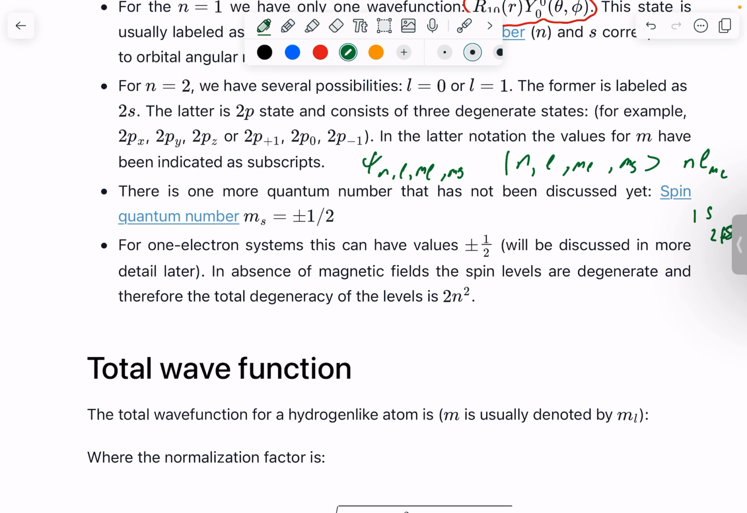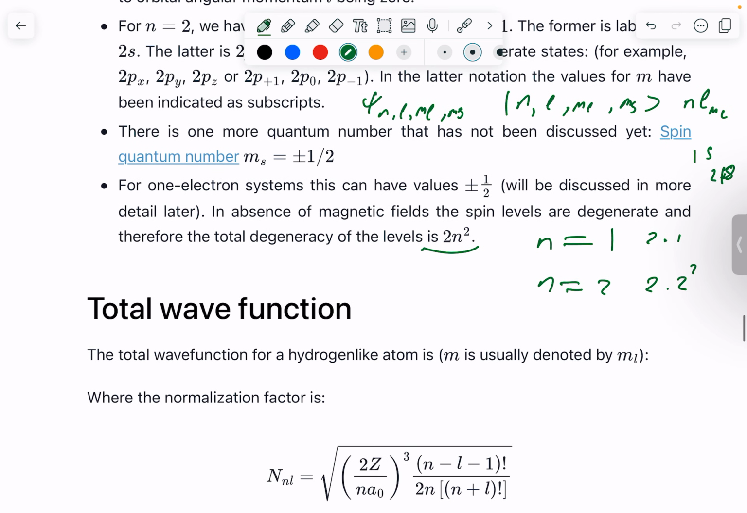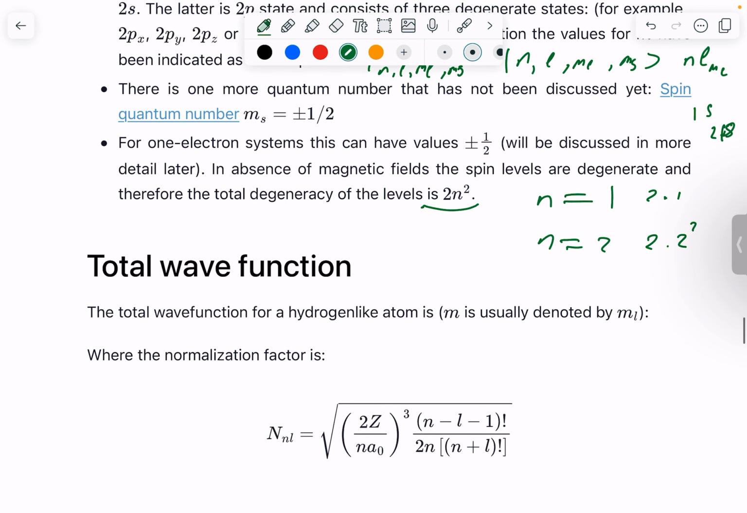Thanks to the beautiful spherical symmetry of the hydrogen atom, there's going to be a huge energetic degeneracy, and if you account for the spin, it's going to be 2 times n squared. So every energy level that corresponds to some value of n, let's say n is equal to 1, n is equal to 2, is going to have 2 times 1 degeneracy, 2 times 2 to the power of 2 energetic degeneracy, and this can all be detected in spectroscopy.